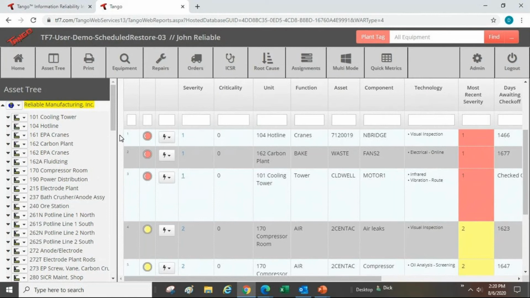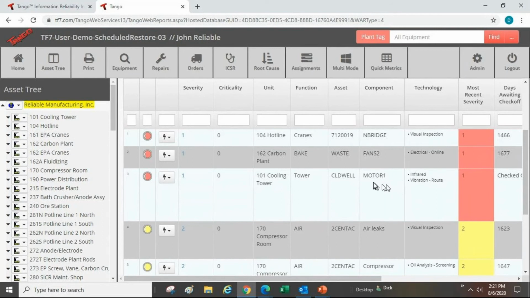And what I'm showing you now is one dashboard. It's the Integrated Condition Status Report. And we want to focus on the third item. The first three items all have a high severity issue that has been derived from a variety of condition activities. In this case, walk-around visual inspections on the cranes, an electrical online test on this fan in the carbon plant, and a pair of technologies, infrared thermography and vibration, on this motor in a cooling tower surface.